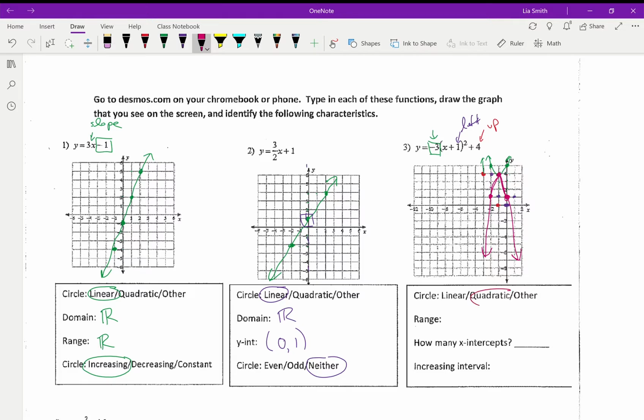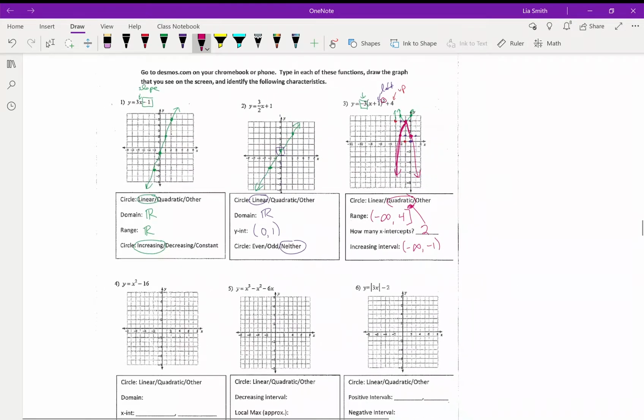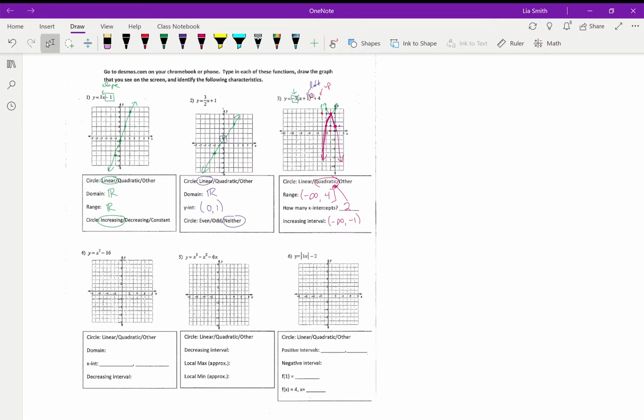Okay. So this is quadratic because I have an x squared. The range would be from positive 4, it looks like, so negative infinity to positive 4. How many x-intercepts do you have? 2. Why is it 2? Because it's quadratic. Okay, your increasing interval is from negative infinity until negative 1, because that's where my graph is going up. Okay, so go ahead and pause this video now and continue to do the other ones.